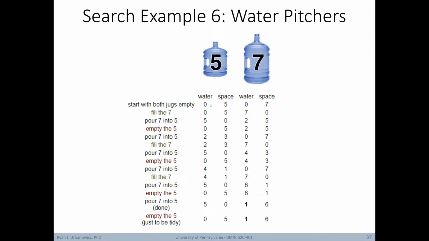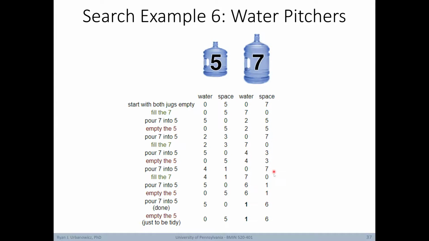Without going through the entire solution, I'll walk you through some of the first steps. Again, first we start with our water jugs empty, where we have 5 liters of space in the first jug and 7 liters of space in the other. We fill the 7-liter jug so that now it includes 7 liters. We now fill up the 5-liter jug by pouring the 7 into the 5, leaving 2 liters in the 7-liter jug. Next, we can empty the 5-liter jug, leaving 0 in the 5 and 2 in the 7, and we can now pour the 2 liters from the 7 into the 5.